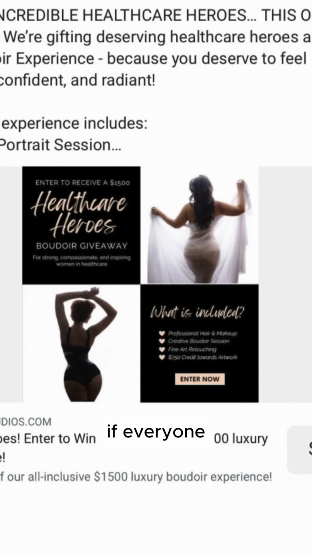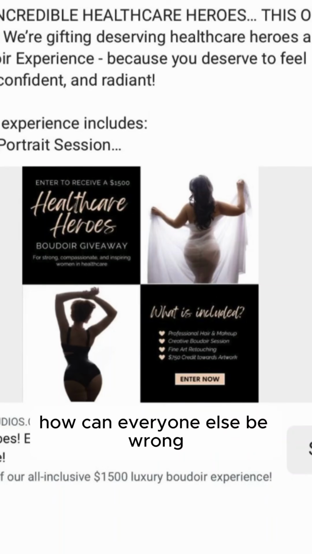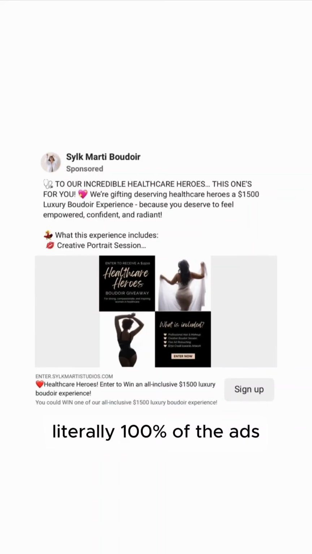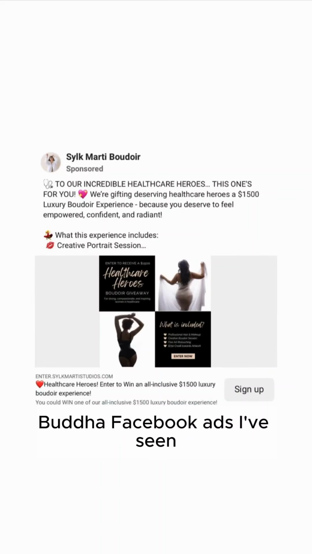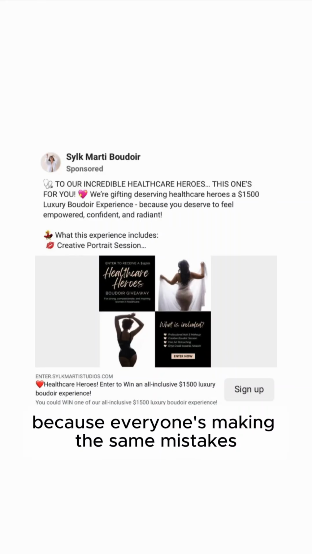And a common question is, well, if all the other Boudoir Facebook ads look like this, how can everyone else be wrong? It's because everyone else that I've seen has BLCS. Literally 100% of the Boudoir Facebook ads I've seen the back ends for have had BLCS, Boudoir Low Click Syndrome, because everyone's making the same mistakes.